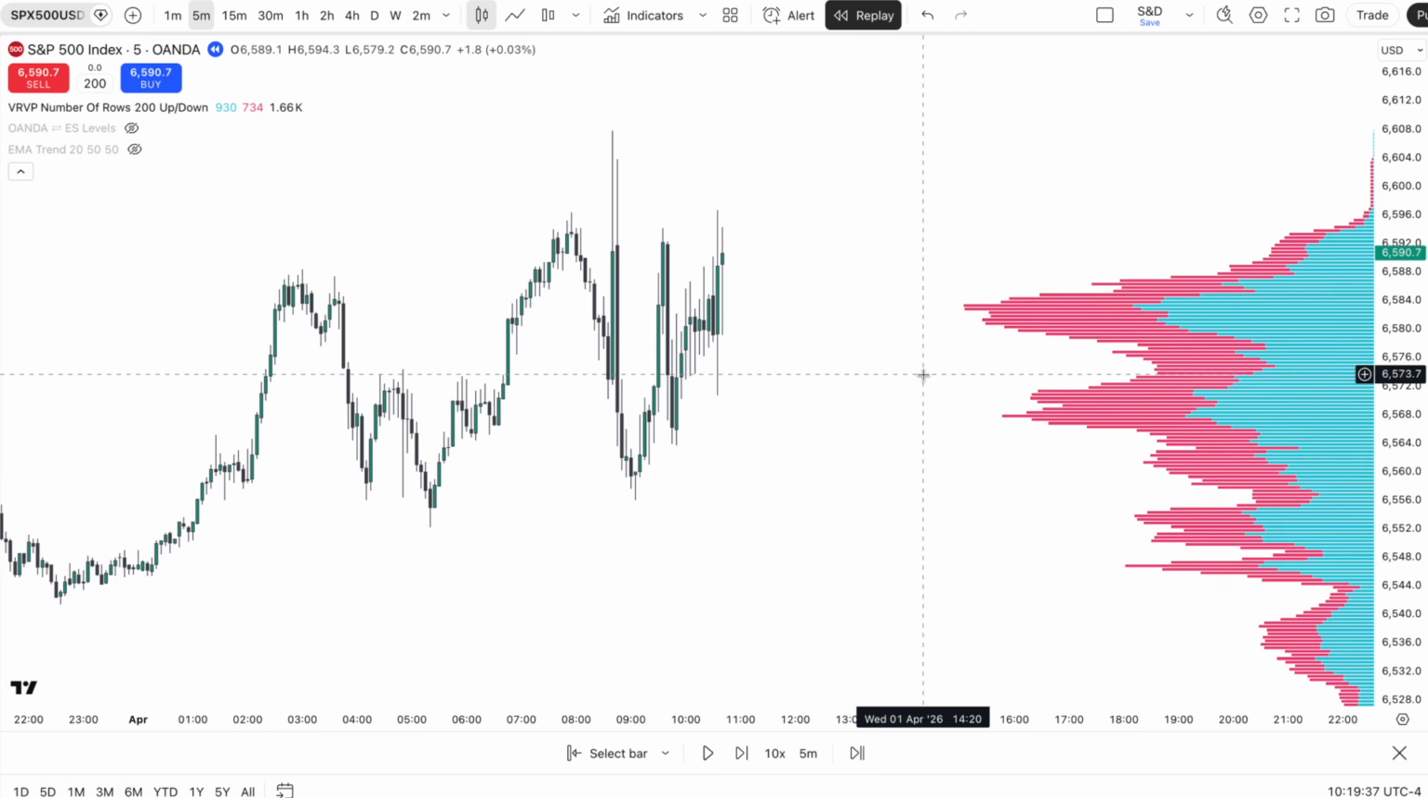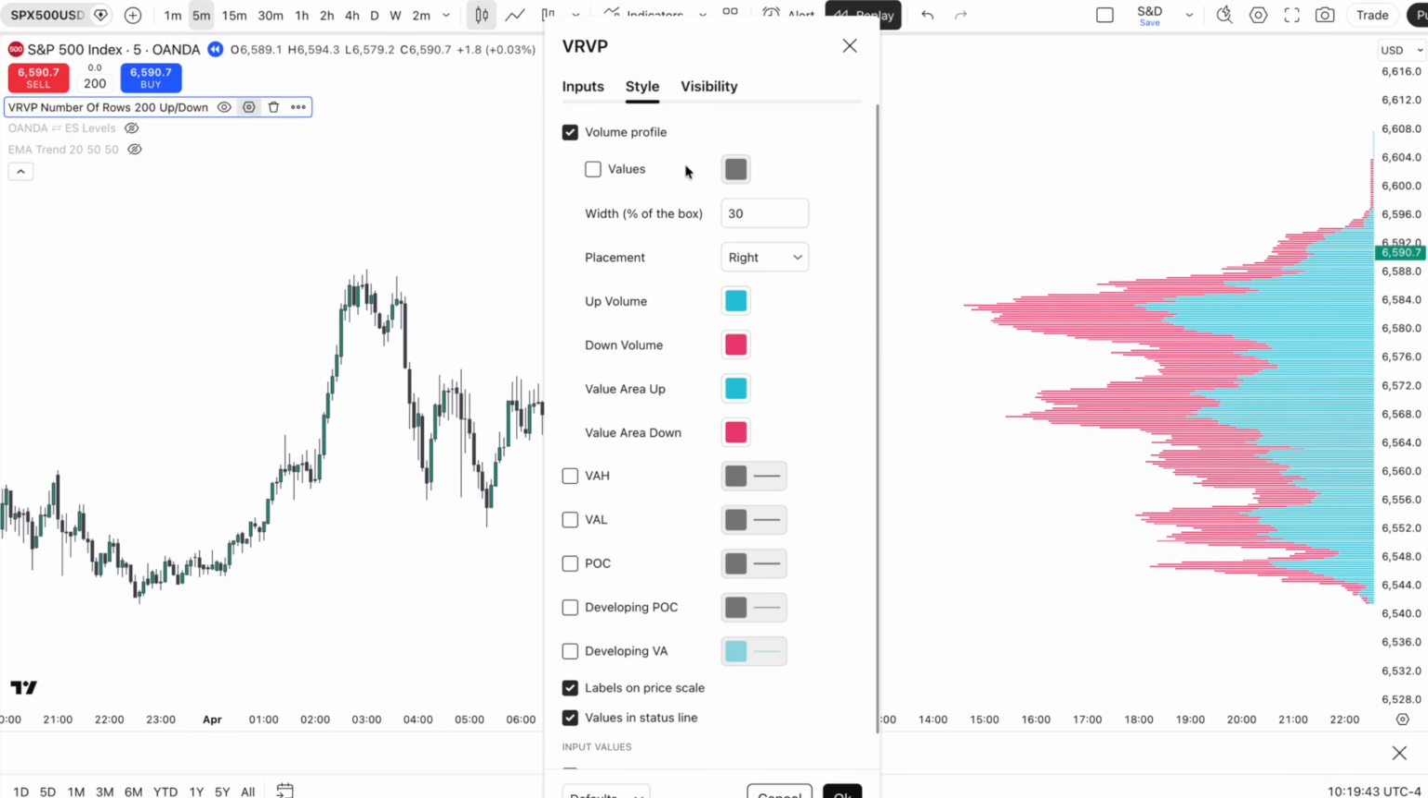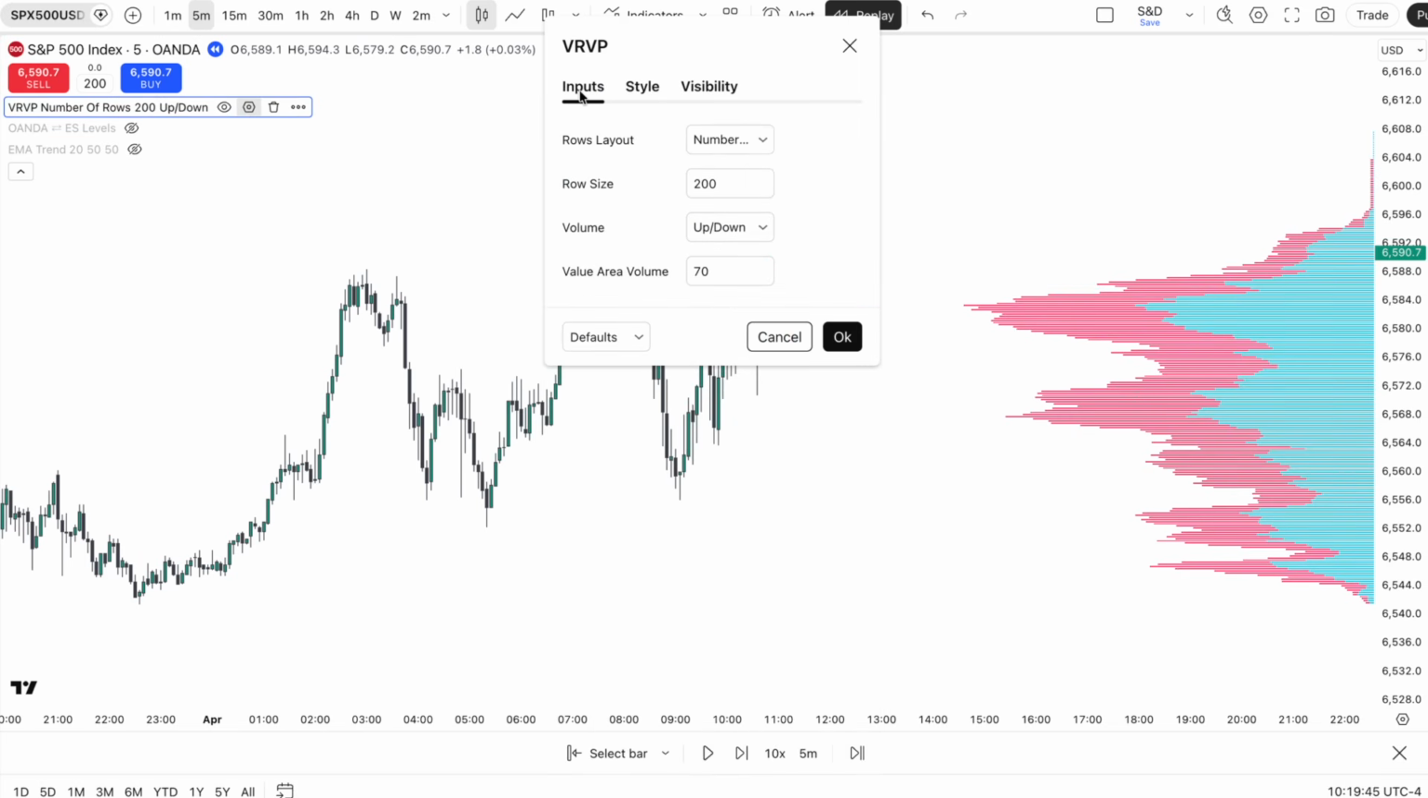For this specific volume profile, I'm using the Visible Range Volume Profile, or VRVP, and this will show all the volume by price for whatever is visible on the chart.